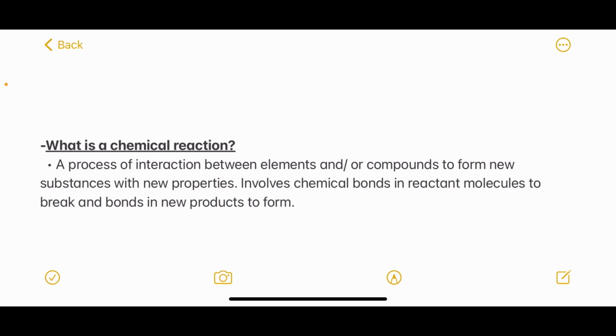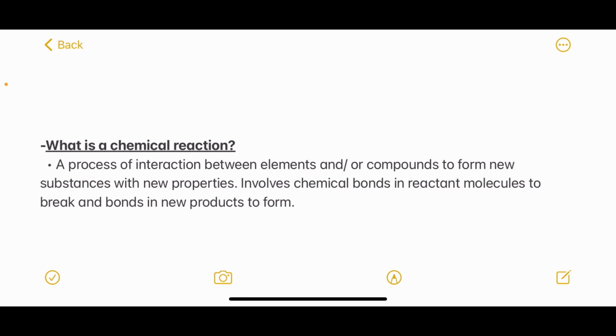So, a chemical reaction is a process of interaction between elements and or compounds to form new substances with new properties. It involves chemical bonds in reactant molecules to break and bonds in new products to form. This basically means that this is a process where different elements or different compounds interact with each other. And when that happens, there are new products, new substances that are formed. And these substances have different properties, different characteristics, features, and even looks, which are different than its original reactant.